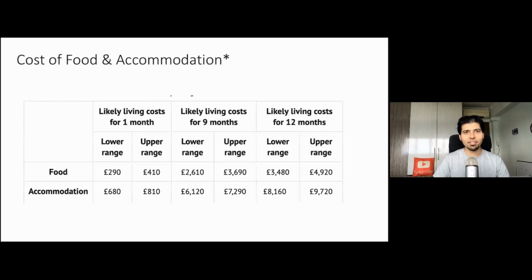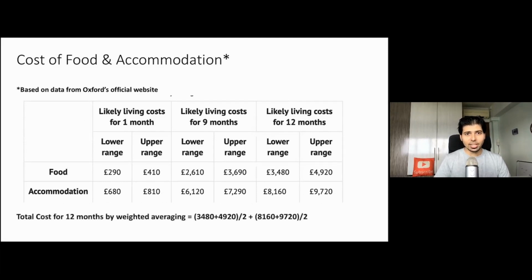Moving ahead, we'll see the cost of food and accommodation. So on their official website, they have posted some numbers. So I have got the numbers from there only, because for other schools, I do some research based on the Numbeo website, but here the Oxford official website has given some numbers. So I have no reason not to believe these numbers. Let's go through it. So for the 12 months, they have given a lower range and an upper range. And for accommodation also, they have given the lower range and upper range.